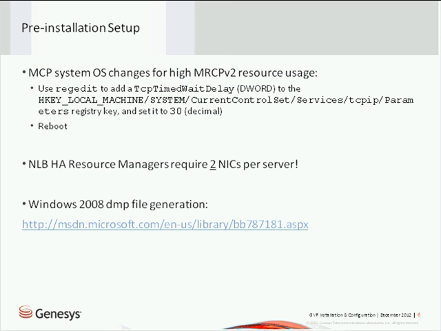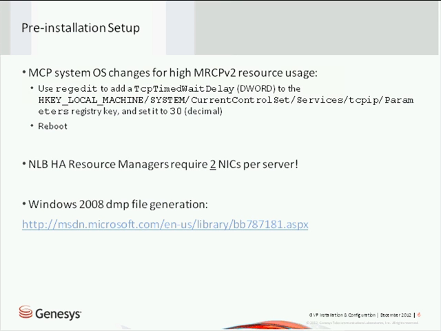There are a few things that you should make sure you do before installing everything. One is, if you have a high usage of MRCP2 resources, you may want to lower the TCP time wait delay. Basically with TCP, once you're finished with a connection, the OS will keep the actual TCP port in use until a certain timeout. So lowering this will allow you to have a higher volume of MRCP2 calls.